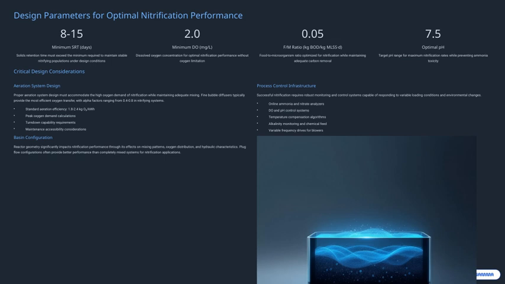Remember, these parameters should also account for seasonal changes, peak loads, and future expansion plans. Safety factors, typically between 1.5 and 2, are applied to critical parameters like SRT and aeration capacity to ensure reliability. In conclusion, successful nitrification design is a careful integration of biological needs, mechanical systems, and control strategies, working together to deliver reliable, efficient performance under various operating conditions.